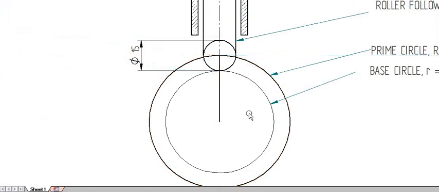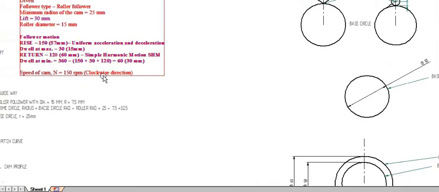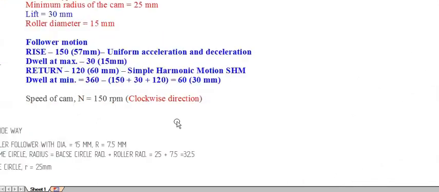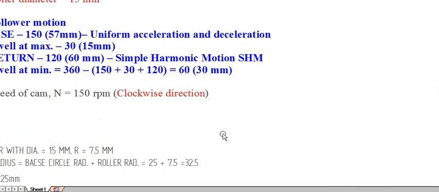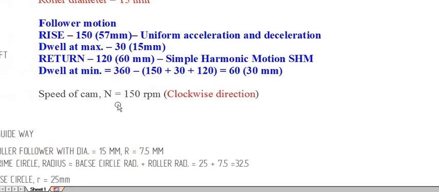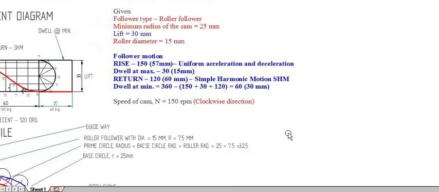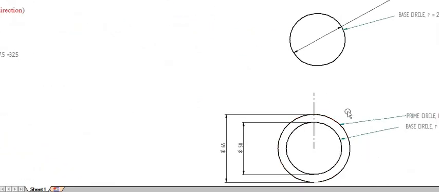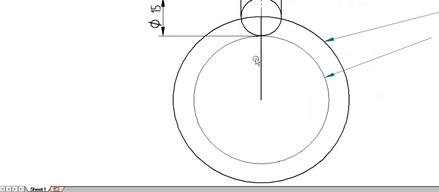And in the question a direction is given, clockwise. In all questions it may not be given. If it is given, you have to give the partition in this direction. So here the speed of the cam is 150 rpm in the clockwise direction, so give the partition in the clockwise direction. If any direction is not specified, you can give it anywhere, clockwise or counterclockwise.